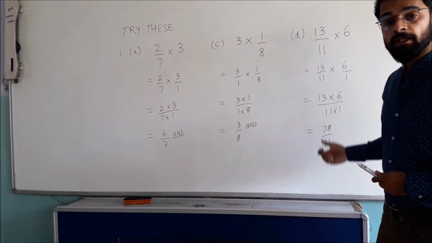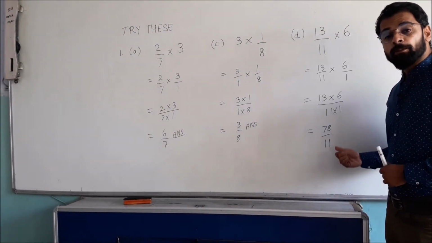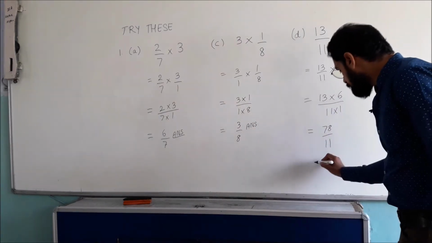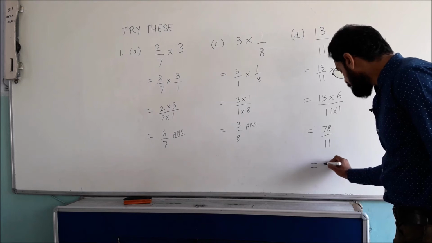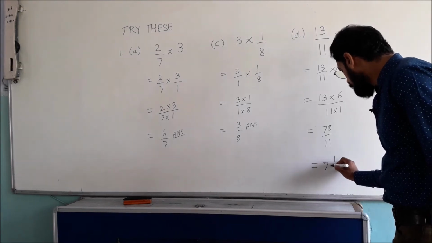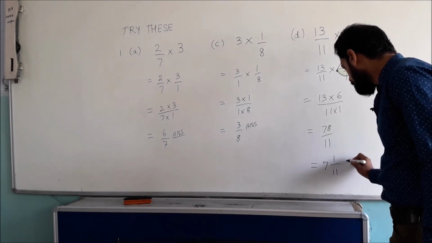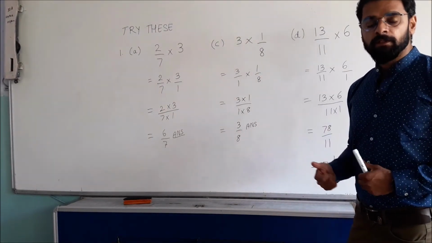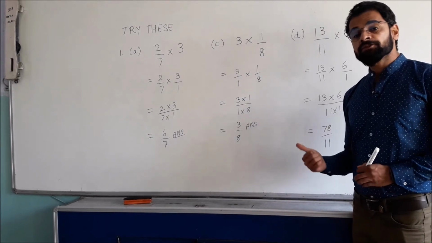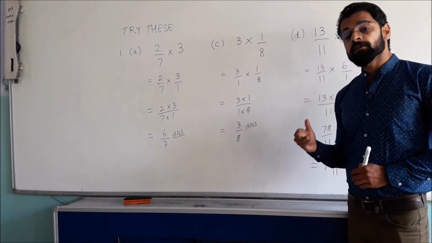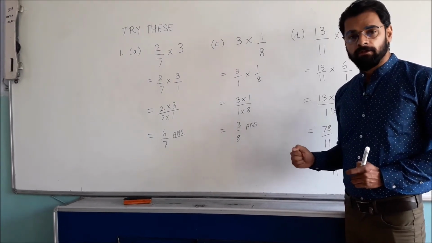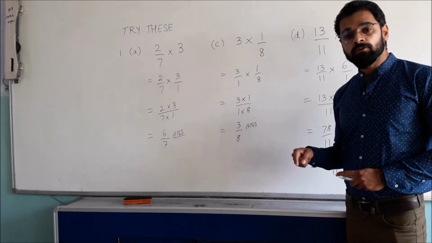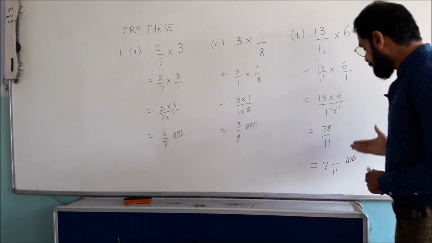Now the answer you are getting here is in improper form. It is to be changed to mixed number form. So we'll change this to mixed number form as 7 1/11. This will be your answer. Always remember, in case of fractions, your answer should be in simplest form, and if your answer is an improper fraction, it must be changed to mixed number form like I have done here.